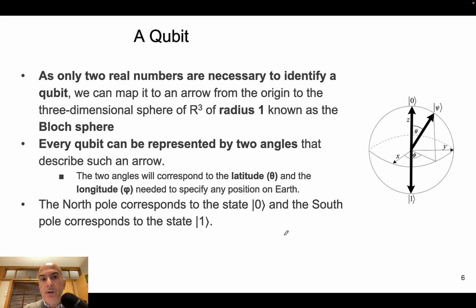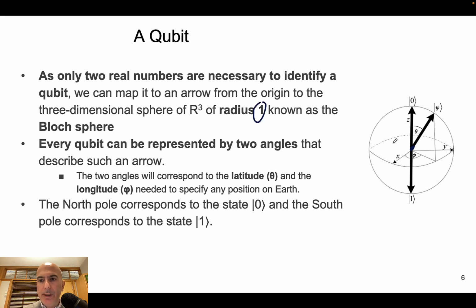So as only two real numbers are necessary to identify a qubit, we can map our qubit to an arrow from the origin, which is here, to the three-dimensional sphere of radius 1.